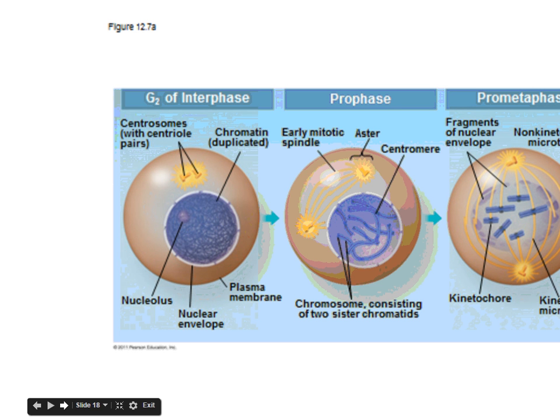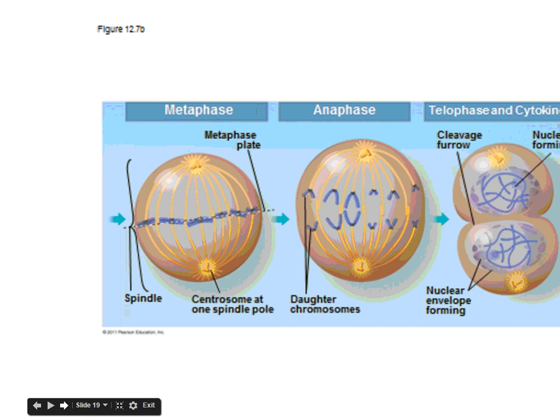In prometaphase, we're still going to be breaking down that cell membrane, or sorry, not cell membrane, the nuclear membrane, releasing those chromosomes out of there, and they're going to attach to the spindle fibers and migrate towards the center of the cell. Why? Because in metaphase, they're going to line up right along the middle of the cell.